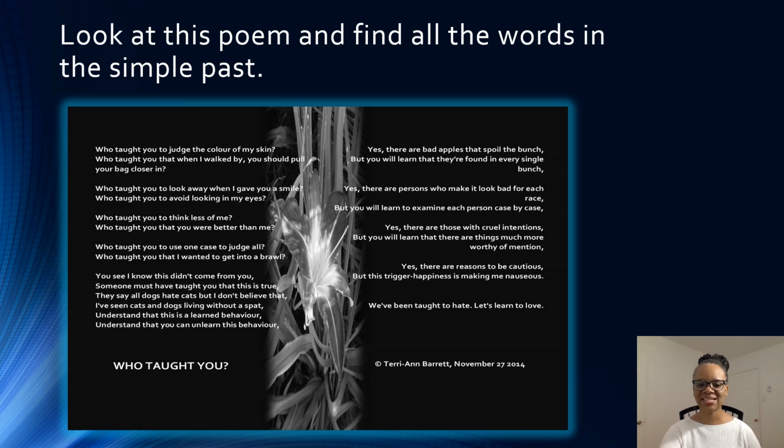In the first stanza, we see the verb taught, which is a past tense of teach. We also see the verb walked, which is the past tense of walk. In the second stanza, we see the verb gave, which is the past tense of, that's right, give. And in the third stanza, we see the verb were, which is the past tense of the verb to be, exactly the plural form of the verb to be. Can you see any more verbs in the past? Find them on your own.